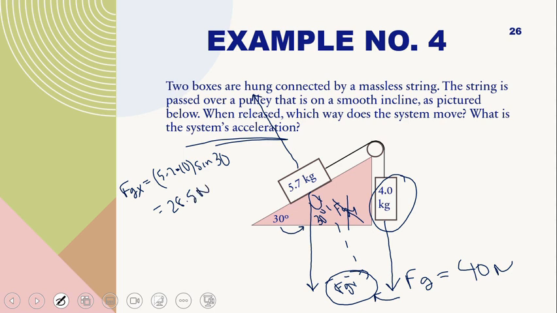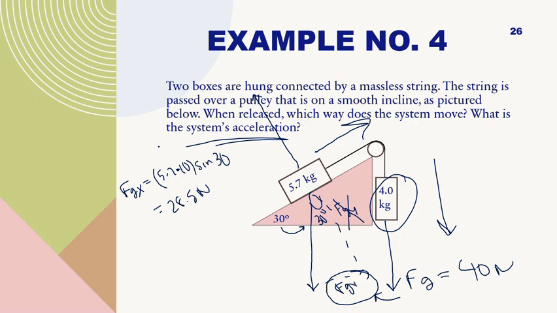28.5 newtons. Okay, so the force on the 4.0 kg box is greater than the force on the 5.7 kg box. That means that the 4 kg box will move downwards and cause the 5.7 kg box to move to the right, like this. Therefore, the system of boxes is going to move to the right.